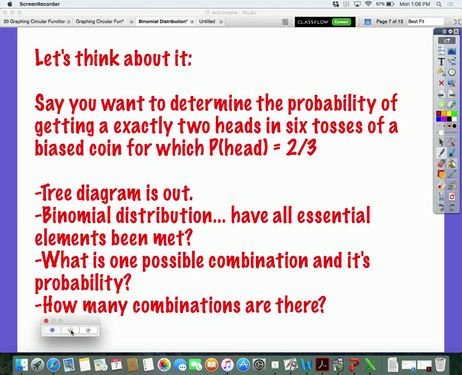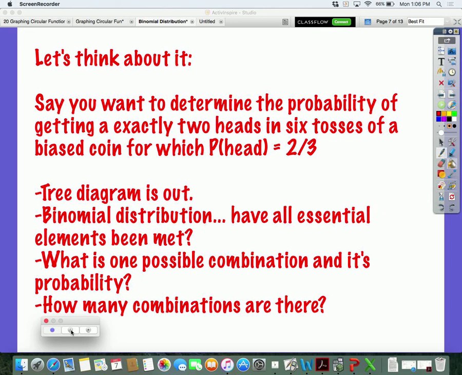Are they independent? Yes, because the first toss has nothing to do with the second toss. And the last one is that the probability is consistent throughout. Whether you toss this biased coin the first time or the 5th time, isn't head still going to have a 2/3 likelihood of showing up, and tail 1/3? Cool, so this is a binomial distribution.